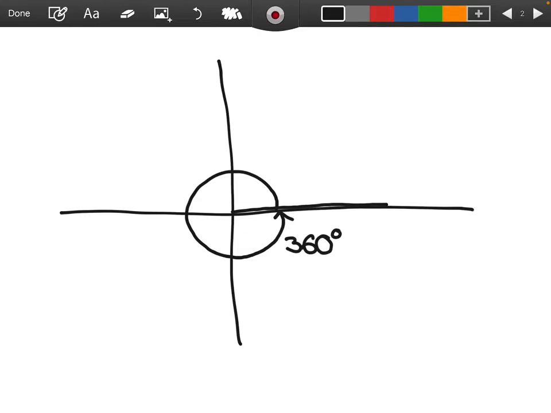So if my first ray is on that positive x-axis, and then I sweep out an angle such that my second ray is also on that positive x-axis, so I've got all the way around in a circle, I've gone around 360 degrees. If I only go halfway around so that that second ray is on the negative x-axis, then I've gone round 180 degrees. And you can break it up even further. If I only went a quarter of the way around, I've got 90 degrees, etc.